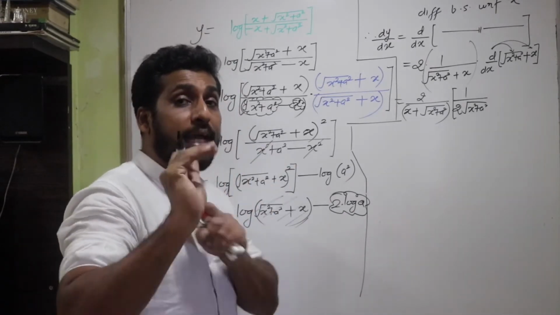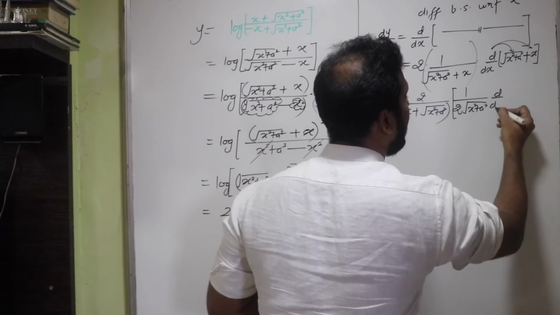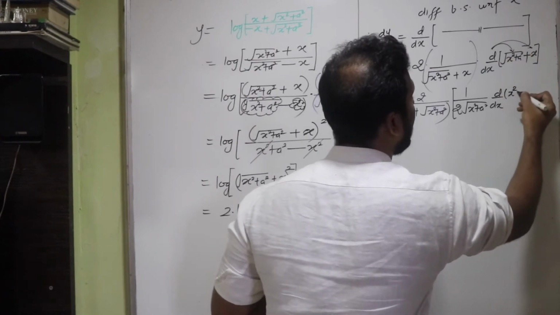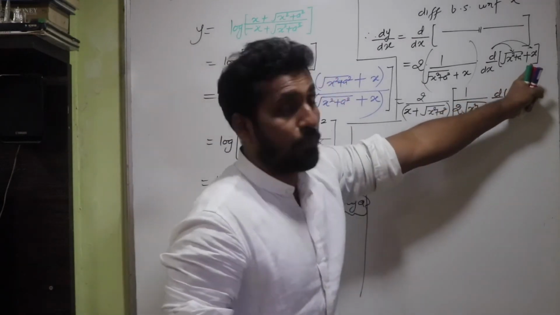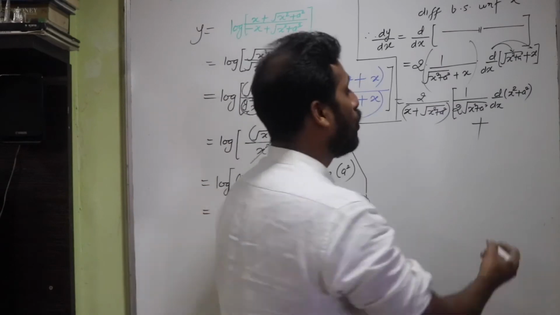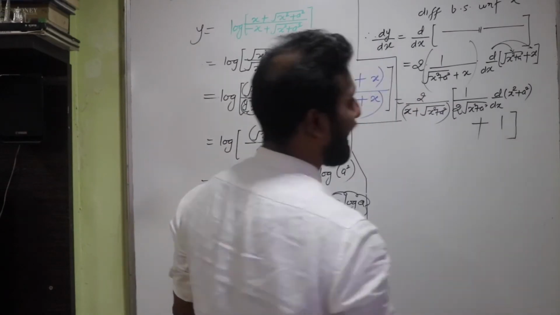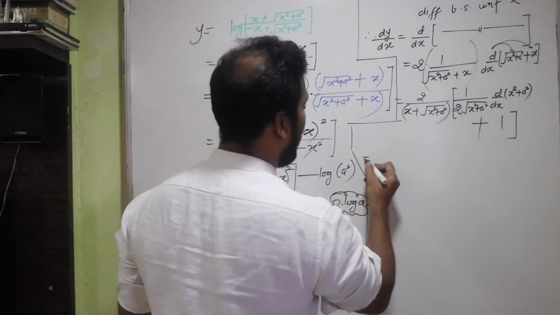So root u, derivative became 1 upon 2 root u, and again derivative of the u, which is x square plus a square, and plus because there is a plus sign here and one term is still left, isn't it? Derivative of x, it is going to be 1, and you close the bracket here. So there is only one term left now to be differentiated. Let's quickly get the derivative.